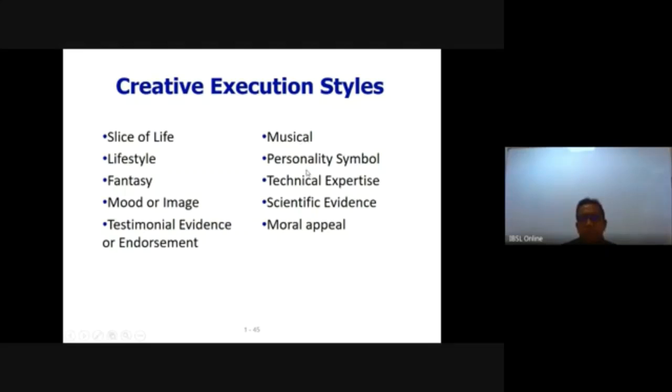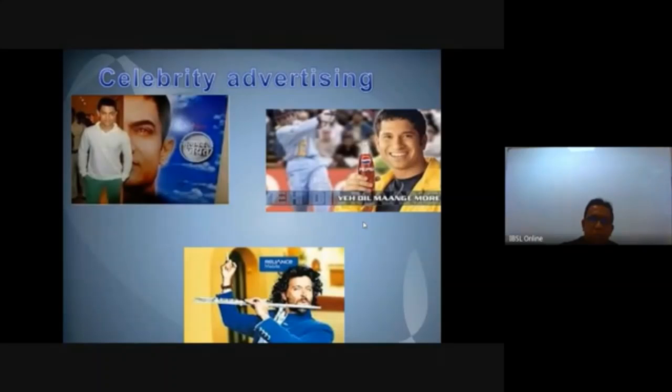Musical, personality symbol, where some well-known person is endorsing. We'll give some examples. Technical expertise, such as a doctor endorsing something based on scientific evidence. Your message is done. Moral appeal, good or bad appeals. So these are some of these. Celebrity advertising, the endorsement, according to this, testimonial evidence is celebrity advertising.